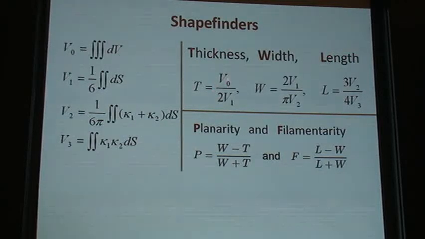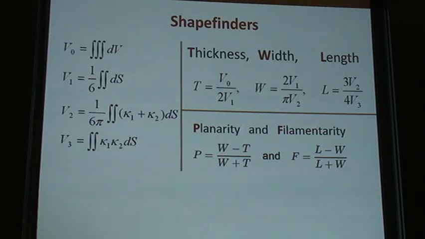If you divide volume by surface, you will get a quantity of the dimension of length, which can be identified with the thickness of the structure. This factor 1/2 is adjusted to this formula to work reasonably for simple structures like parallelepipeds. This is the width of the structure, V1, surface divided by the mean curvature. And the length of the structure can be obtained by the ratio of the two curvatures.